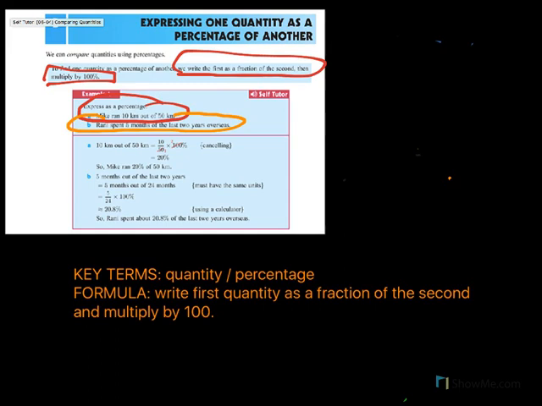Your key terms are quantity and percentage, and the formula is: write the first quantity as a fraction of the second and multiply it by 100. Okay? Please take careful notes with your tutorial video notes, and know that you can use those for your summatives and formatives.